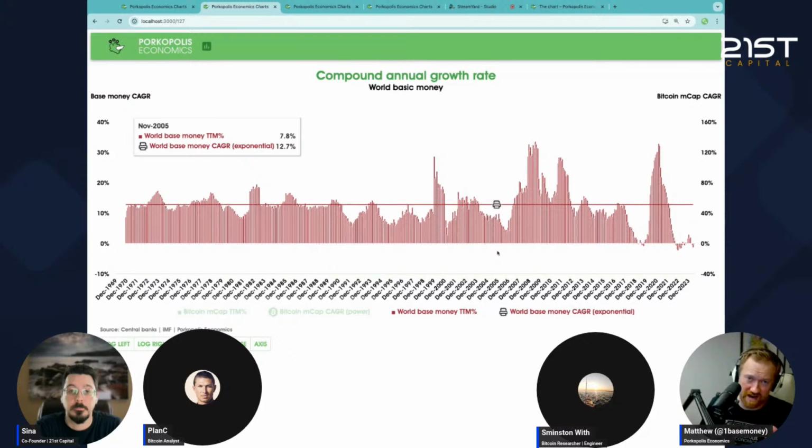And if you just want to know a value right now, I'm not showing it on this chart, but it's about $26.1 trillion at the moment. And at the height of COVID, it was about 30 trillion.